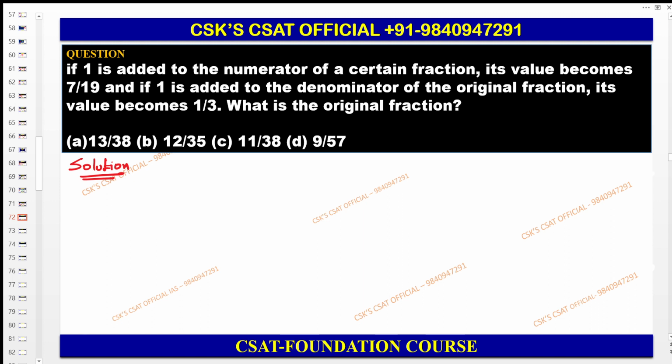If 1 is added to the numerator of a certain fraction, its value becomes 7 by 19. If 1 is added to the denominator of the original fraction, the value becomes 1 by 3. You need to find the original fraction.